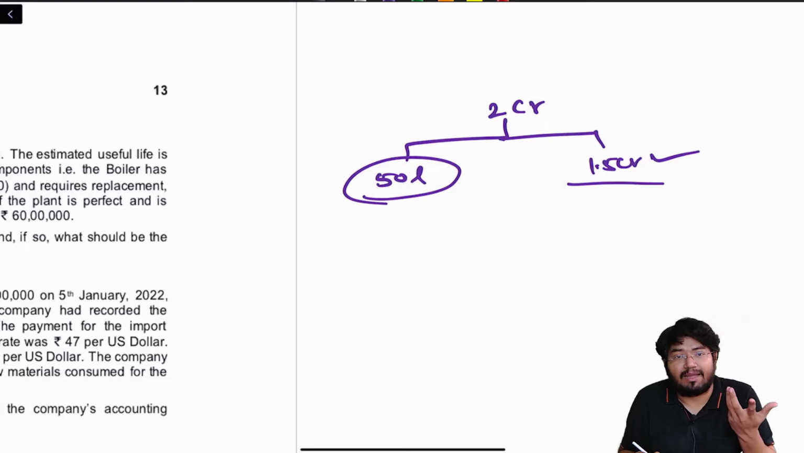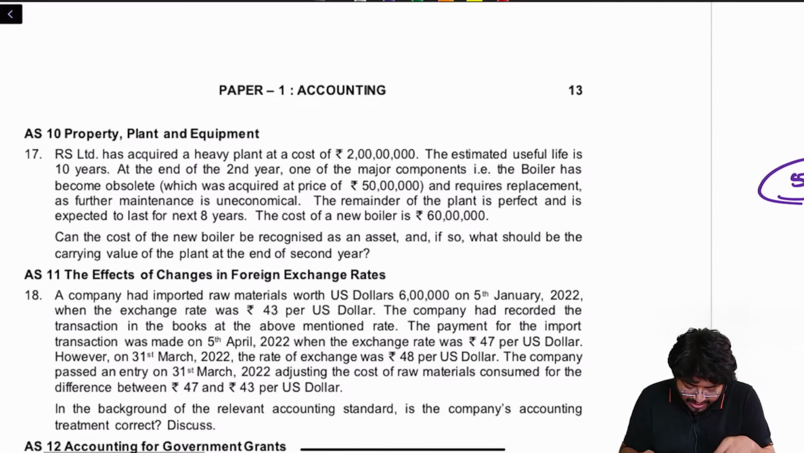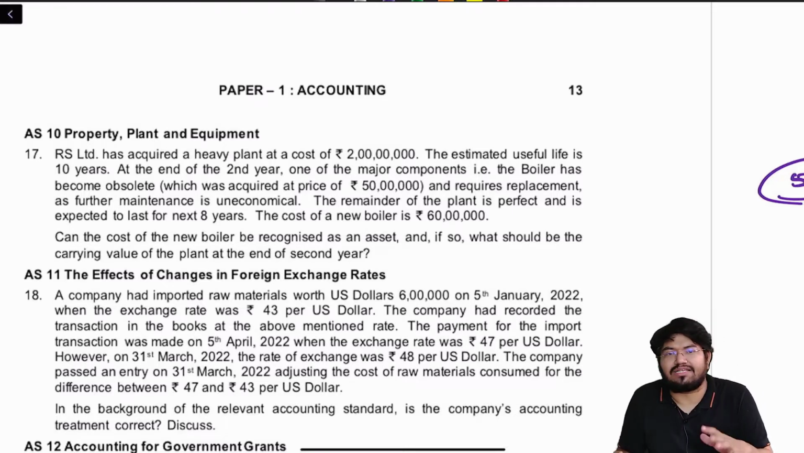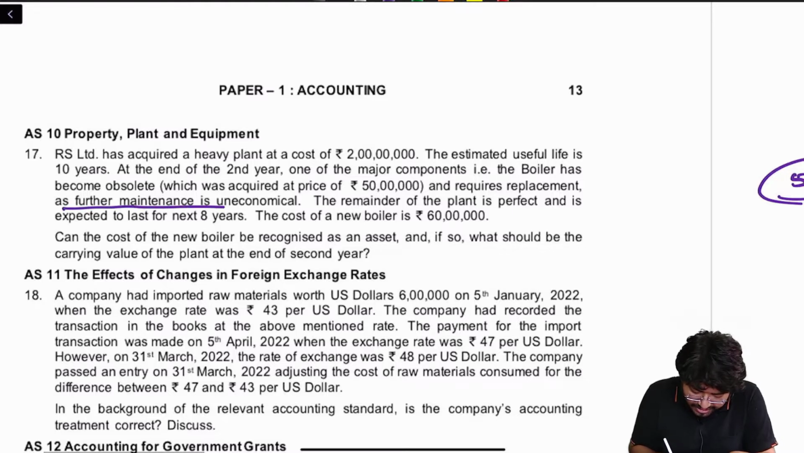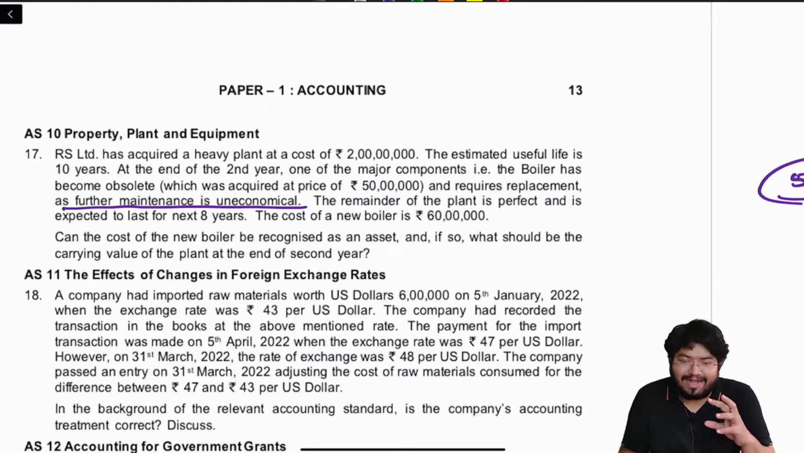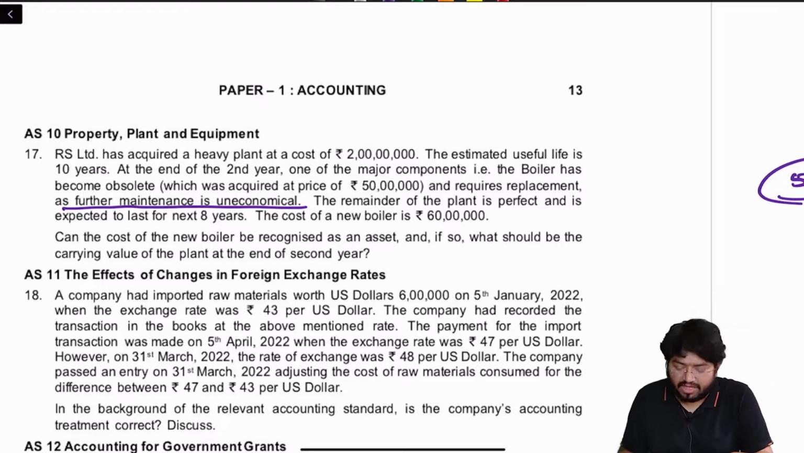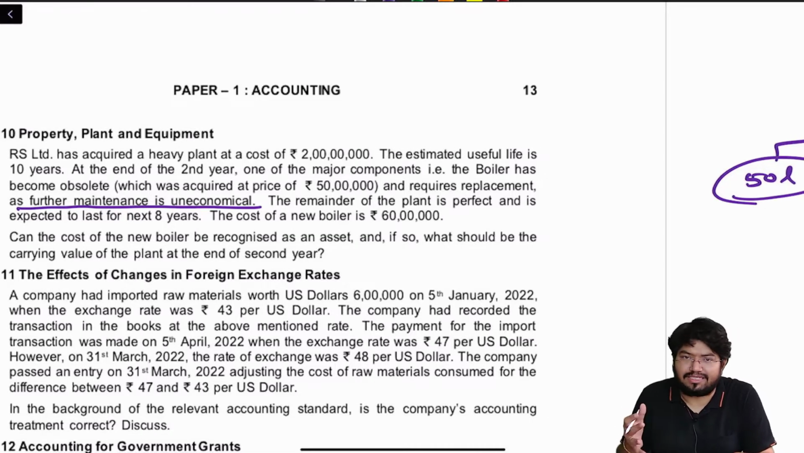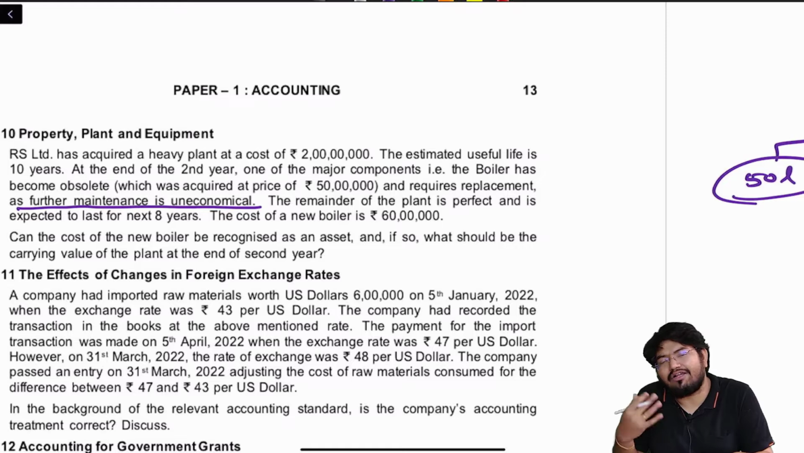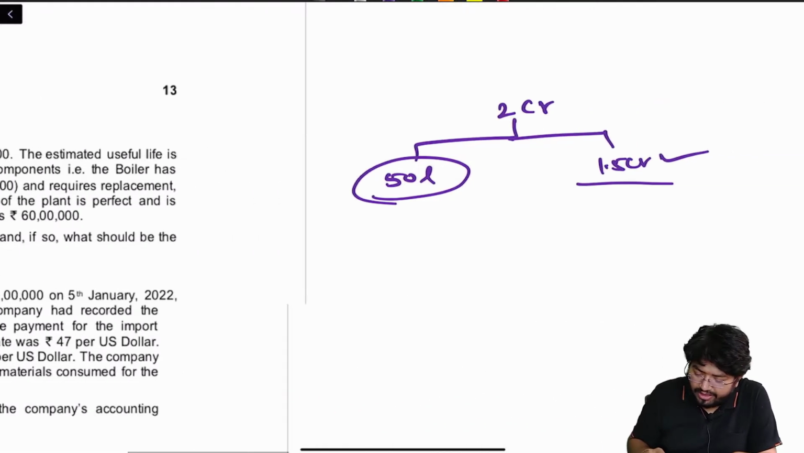Of course, yes, I am going to have future economic benefits, because he clearly told that the boiler became obsolete and requires replacement, as further maintenance is uneconomical. Now, by spending the 60 lakhs, you are going to earn more, or at least what you are right now earning, because with this existing boiler you cannot. In which case you will have to change this machine, and that 60 lakhs can be added to the cost of the machine. Now how do we present it in our books of accounts?